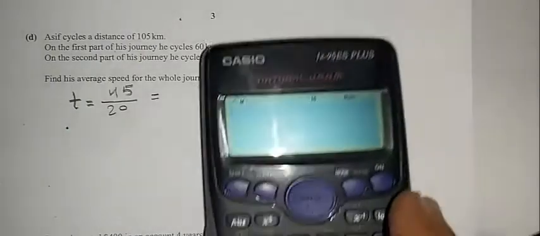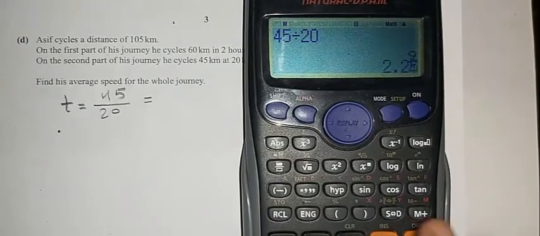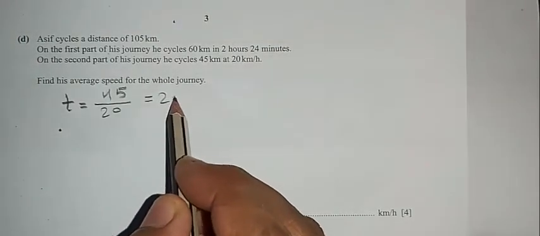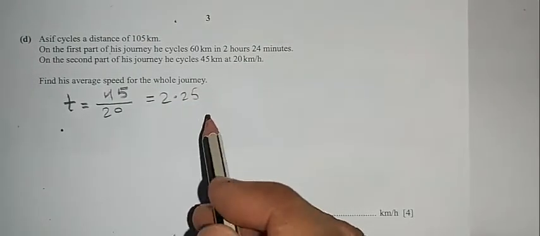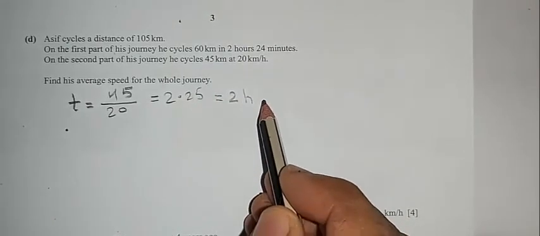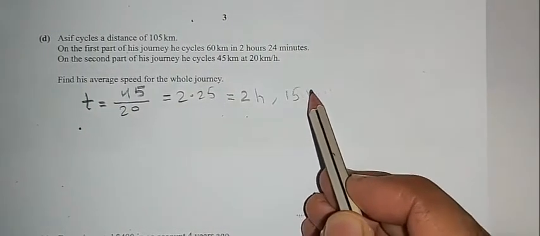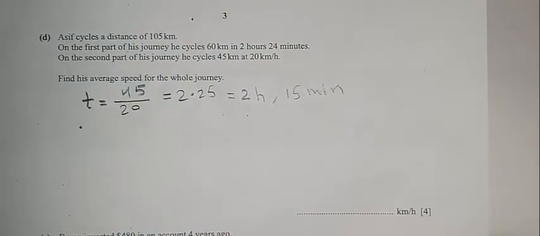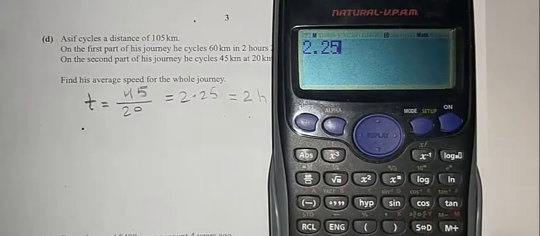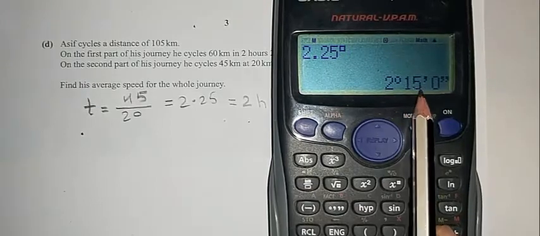45 divided by 20 equals 2.25. 2.25 means 2 hours and 15 minutes. Okay, we can calculate it like that. We have here in the calculator 2.25, okay, equals 2 hours and 15 minutes.